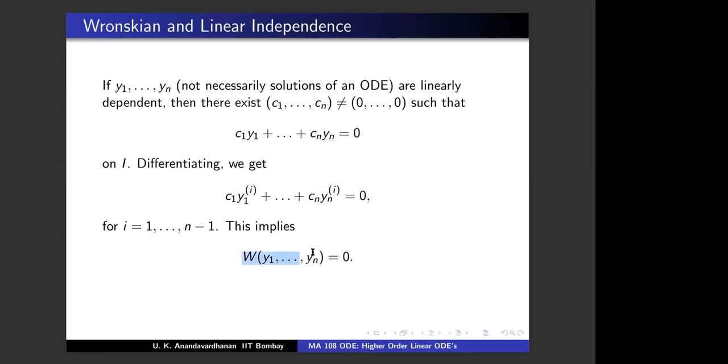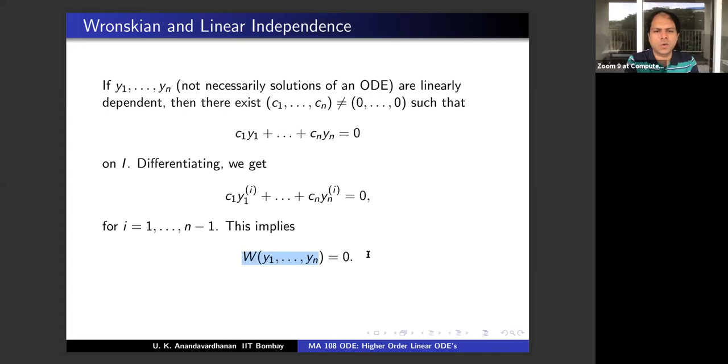The determinant is what is called the Wronskian. So this implies the Wronskian is zero. So this is linear algebra. This is 106. There's no differential equations here.